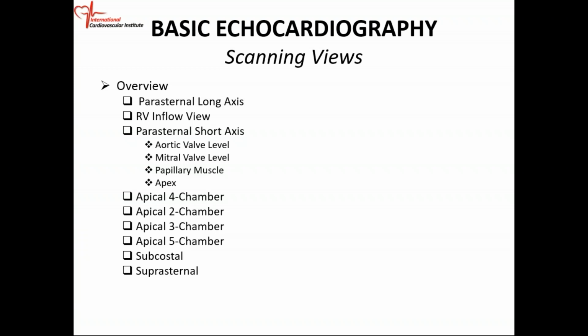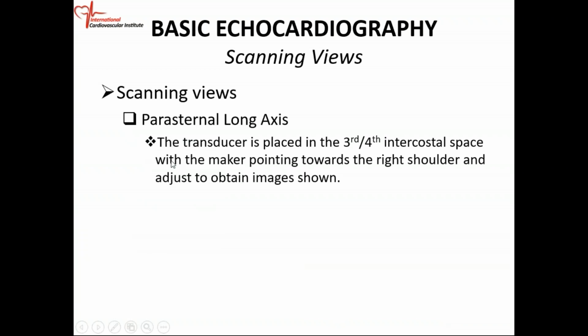Then we move on to the apical views: apical 4-chamber, apical 2 chambers, apical 3 chambers, apical 5 chambers. Then we go on to the subcostal view, how you position the probe and what structures you expect to see, and then the suprasternal notch view, how you position the probe and the images you're expected to get. All right, so let's start with our parasternal long axis view.